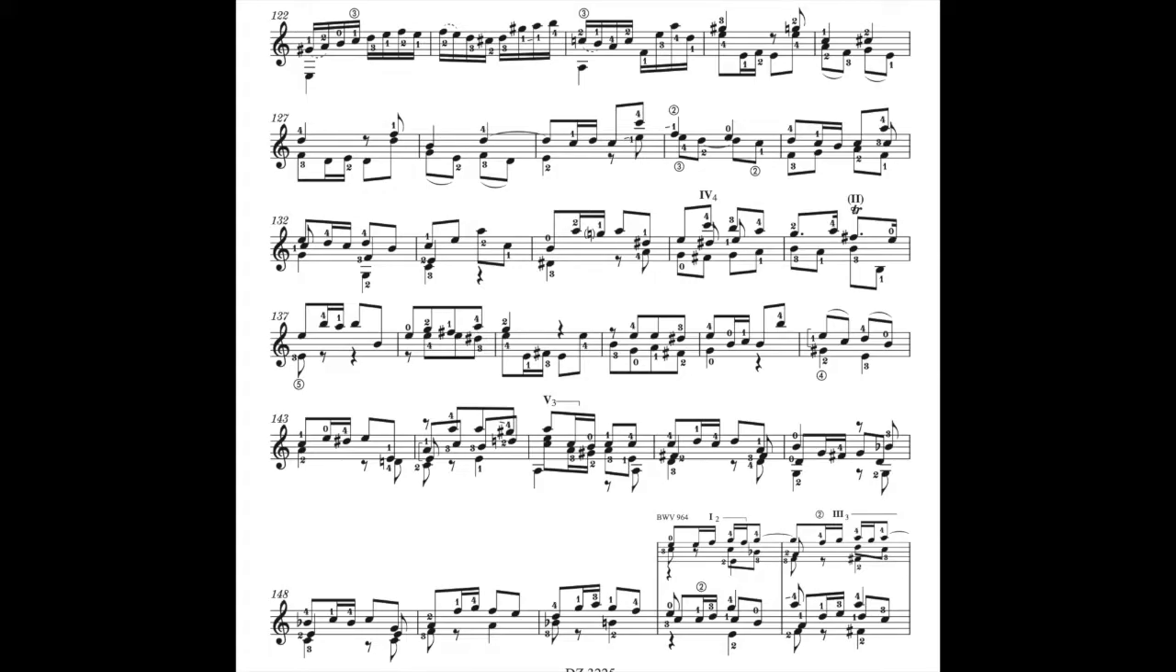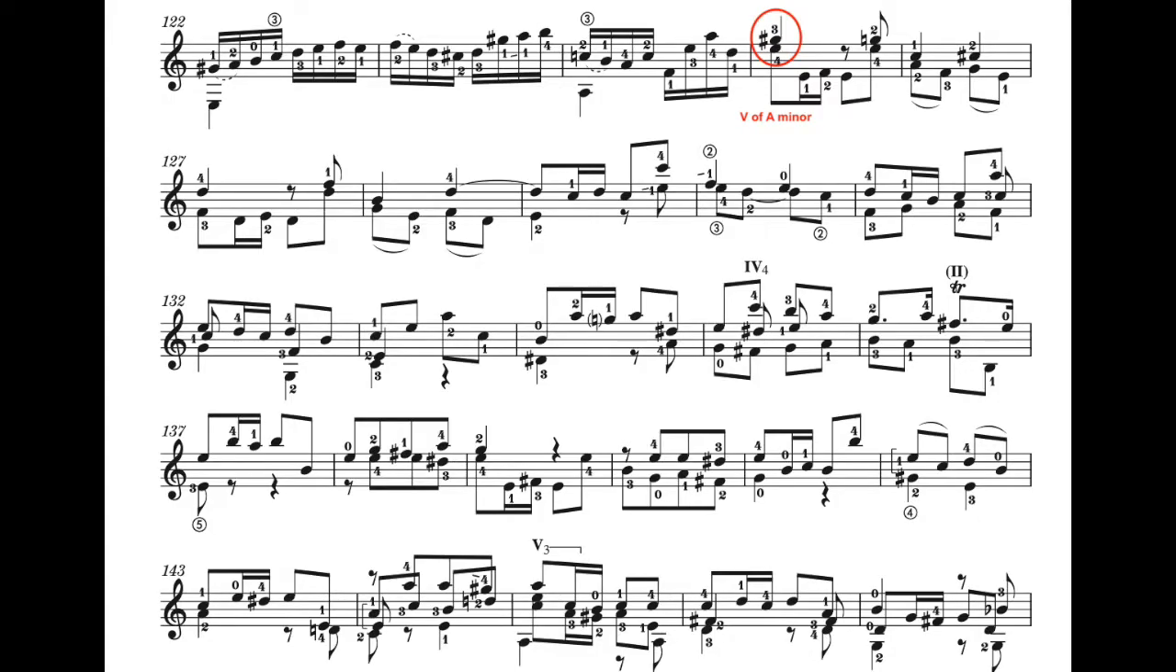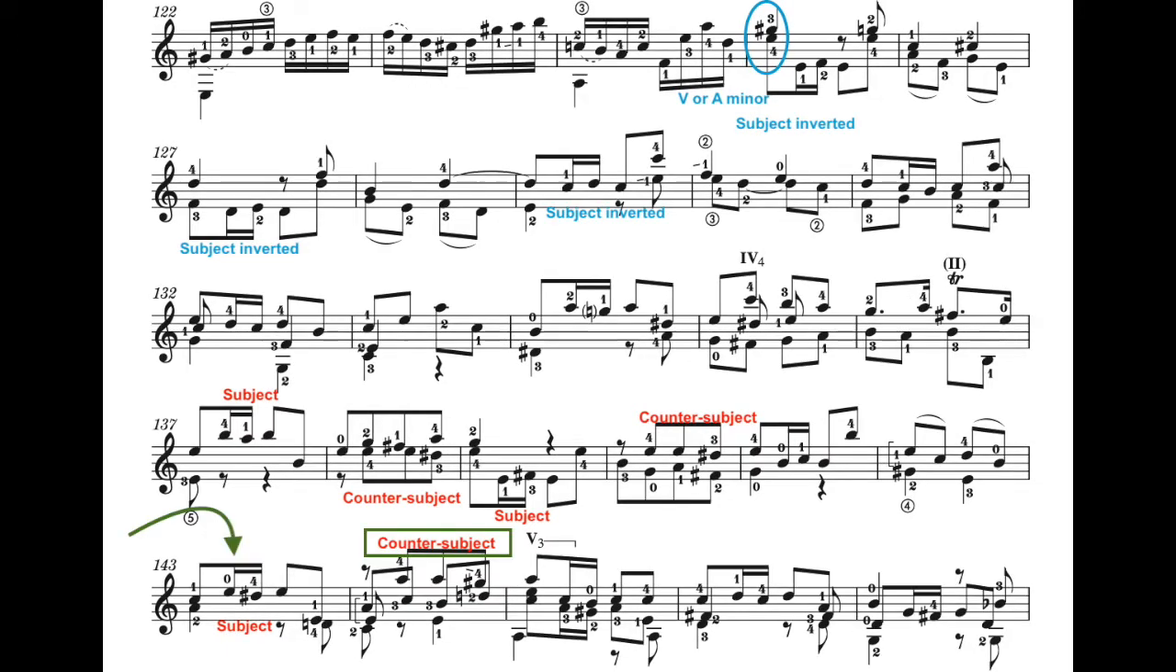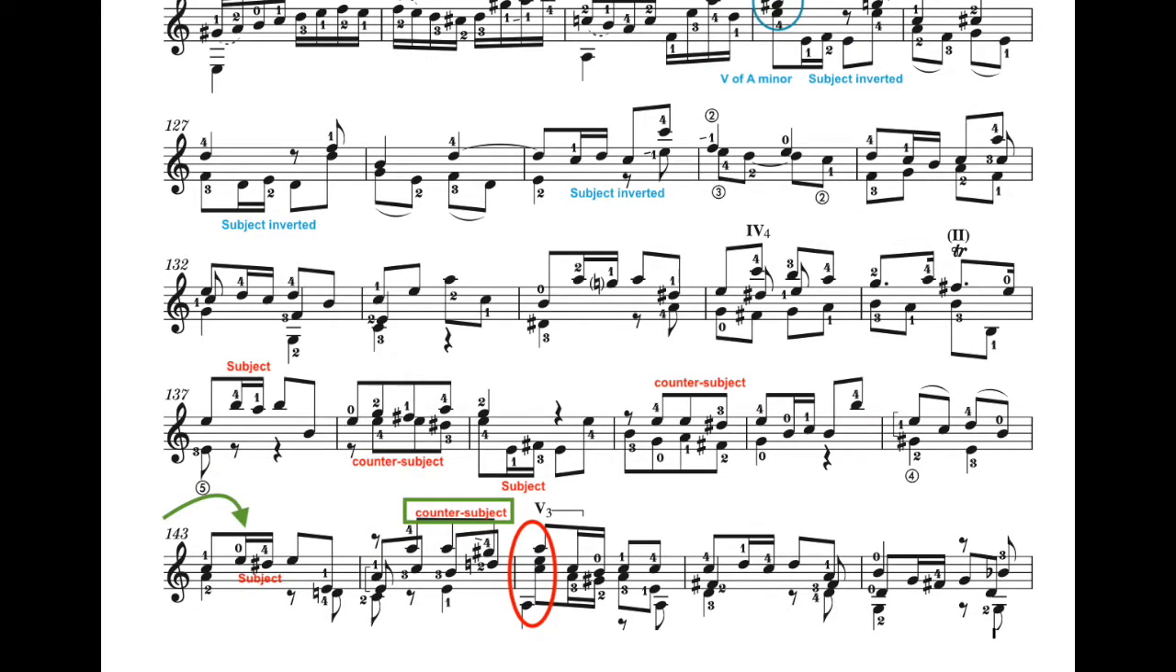We're about to reach the dominant of A minor, where we'll get some fugal entries inverted and then some more entries the right way around accompanied by the counter subject, and then finally one last entry with the counter subject in the upper voice, and that'll take us to that cadence on A minor.